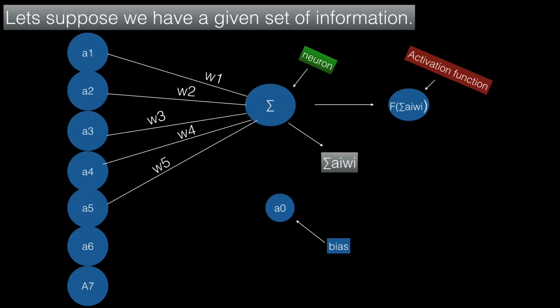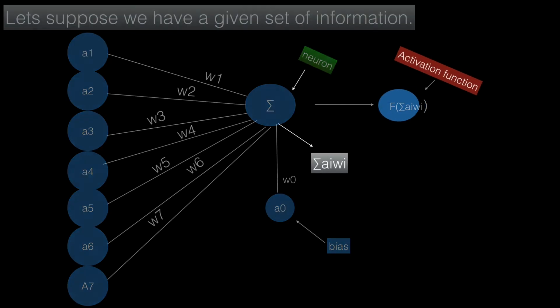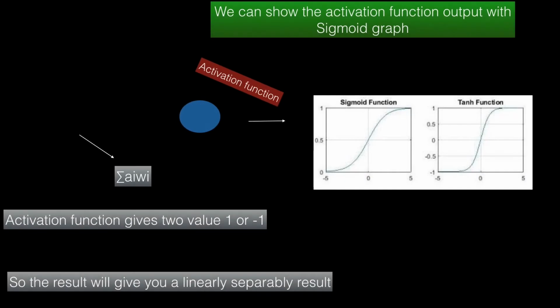In the activation function, a single neuron will give one out of two outputs, either plus one or minus one. So we can say that a neuron gives linearly separable outputs. It is either below the line or above the line. If it's above the line, it's plus one, and if it's below the line, it's minus one. You can represent it in the form of a graph, such as a sigmoid graph or a tan hyperbolic graph. This is basically how the perceptron works.